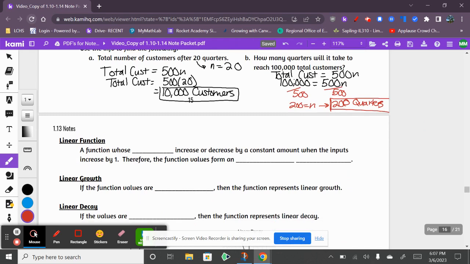A function whose outputs increase or decrease by a constant amount when the inputs increase by 1 is a linear function. Therefore, the function values form an arithmetic sequence. So we learned in the last section that when we have addition or subtraction, that is what we consider to be arithmetic. What we're going to notice today is the link between arithmetic and linear.